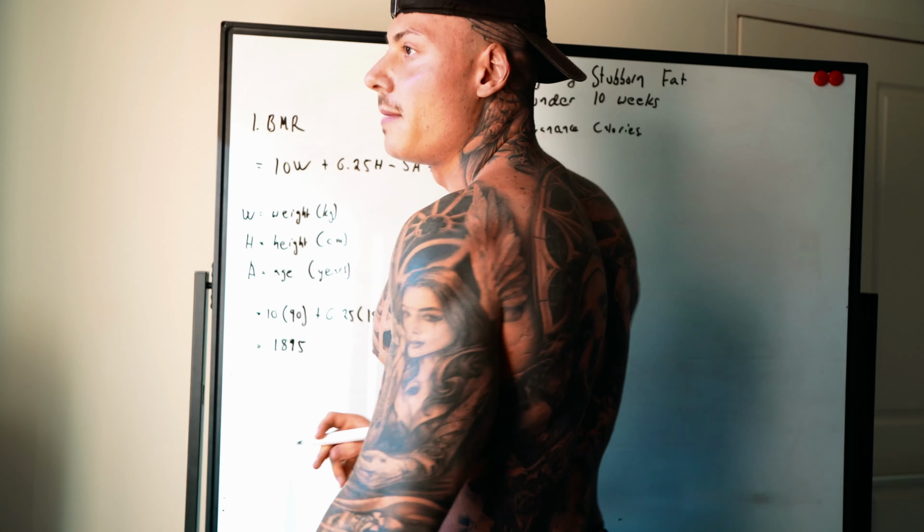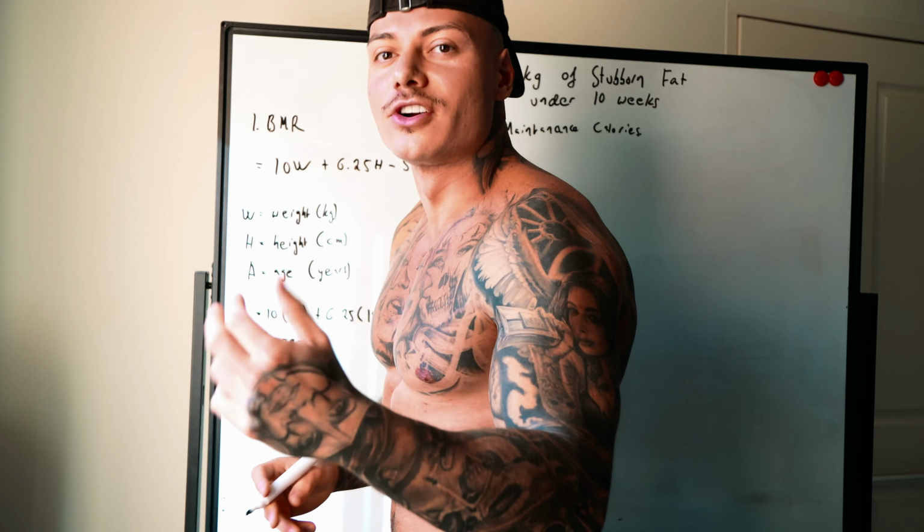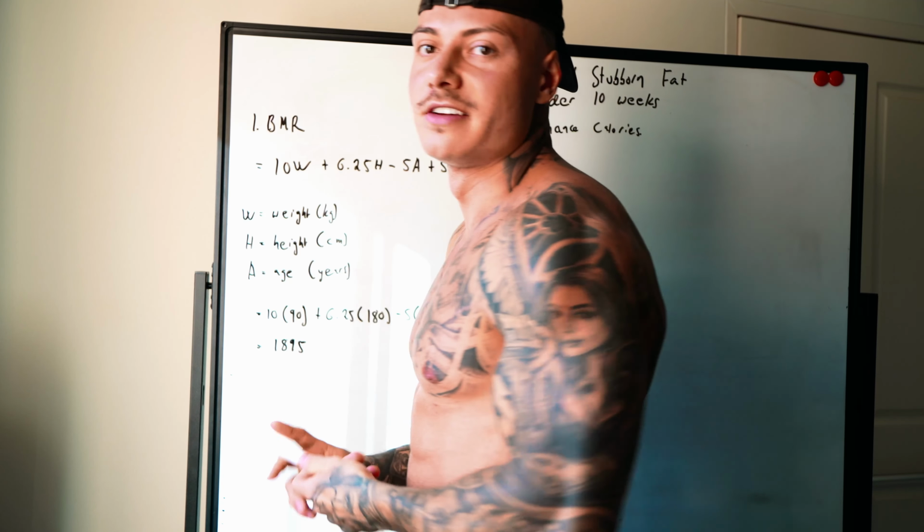Now, how do we calculate my maintenance number, which is the second key step in the process of losing 10 kilos of stubborn fat in 10 weeks? If you want to lose a kilo a week, you need to eat at a certain deficit under your maintenance, which is where we're going at right now. So you need to calculate your maintenance calories. That number is dependent on your BMI times 5 different indices, which depends on your activity level, yeah?